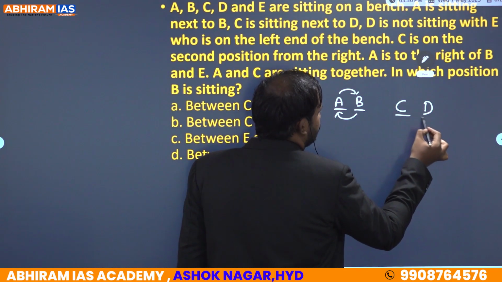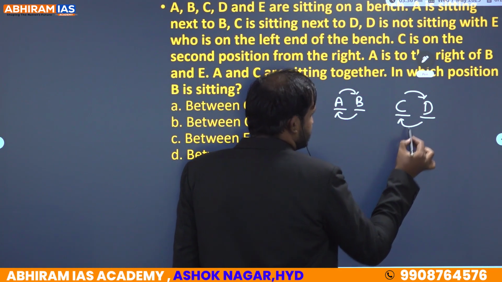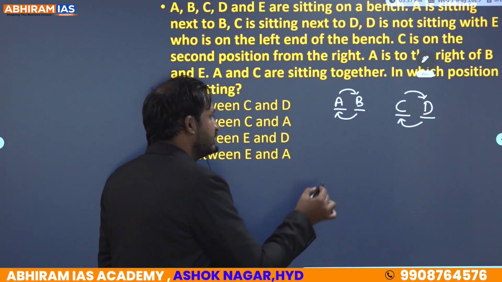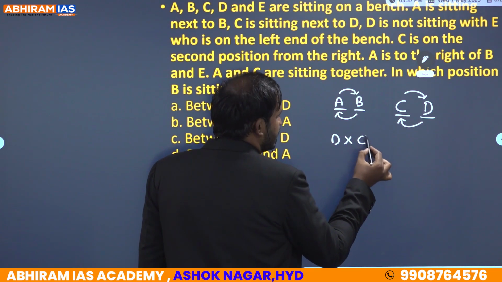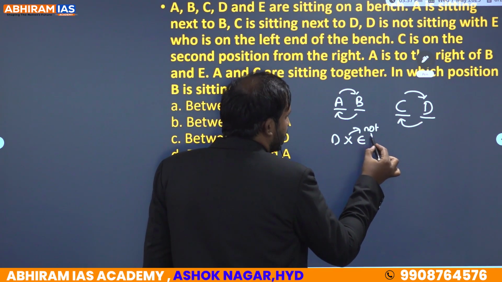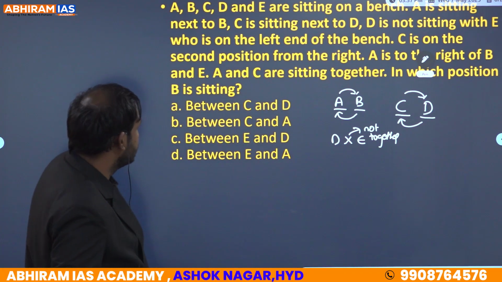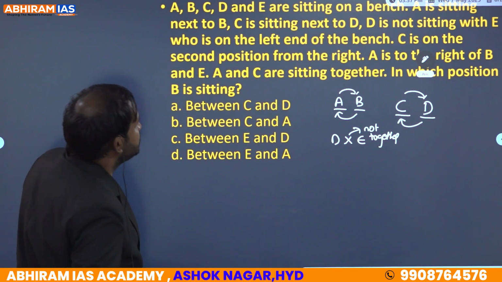C is sitting next to D. That means C and D are neighbors, DC or CD. Next, D is not sitting with E. D and E should not be together.